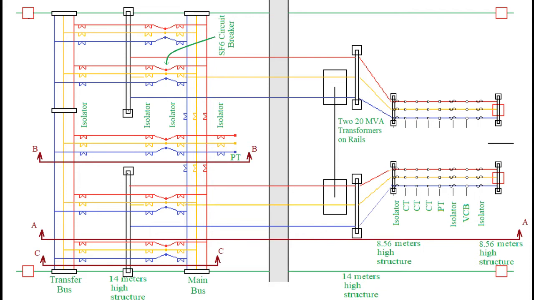Starting with isolators for the 132 kV line, these isolators are three in each bay that connects the main bus and transfer bus. Note that when we say one isolator, that isolator isolates all three phases simultaneously at some point on the line. Four similar bays are seen on the layout that have three isolators. The middle bay has one additional isolator in addition to three isolators similar to other bays.